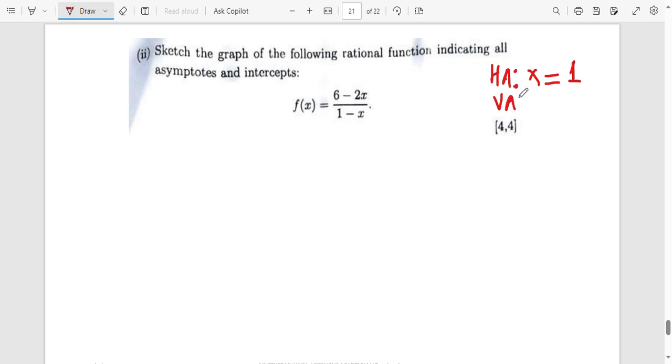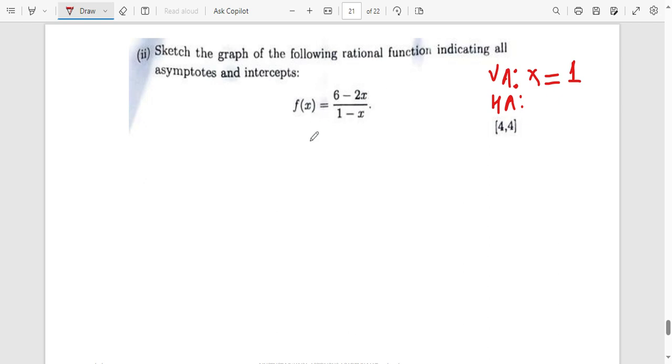This is actually the vertical asymptote. The vertical asymptote is given in terms of x. You are talking about a line that will cut the x-axis. That is vertical. Now the horizontal asymptote is given in terms of y.